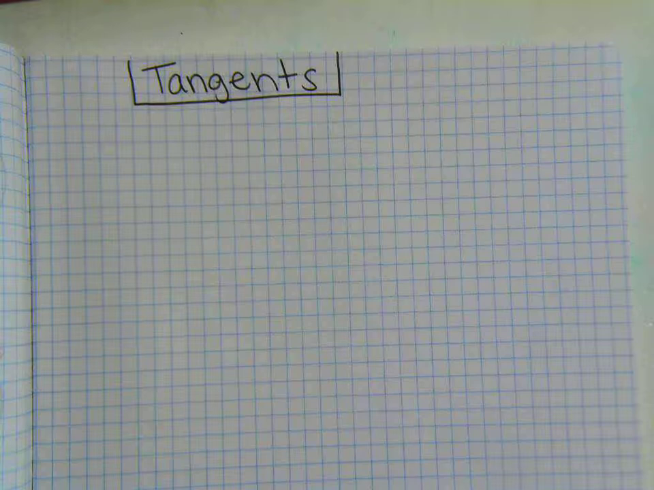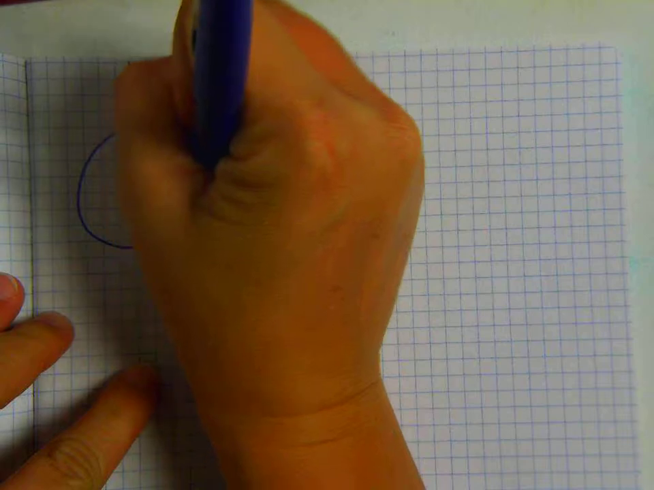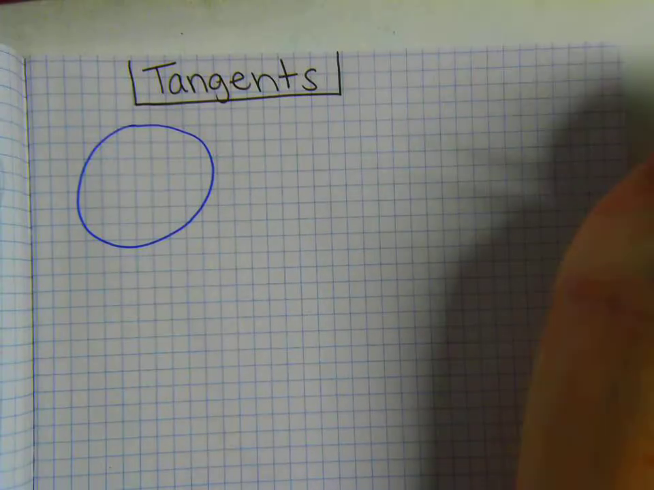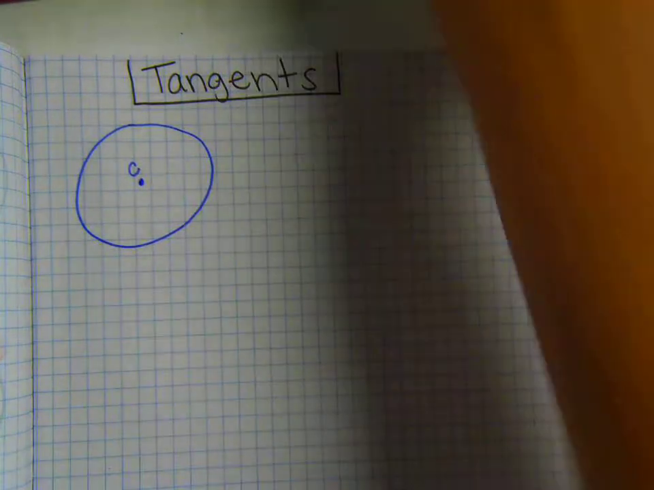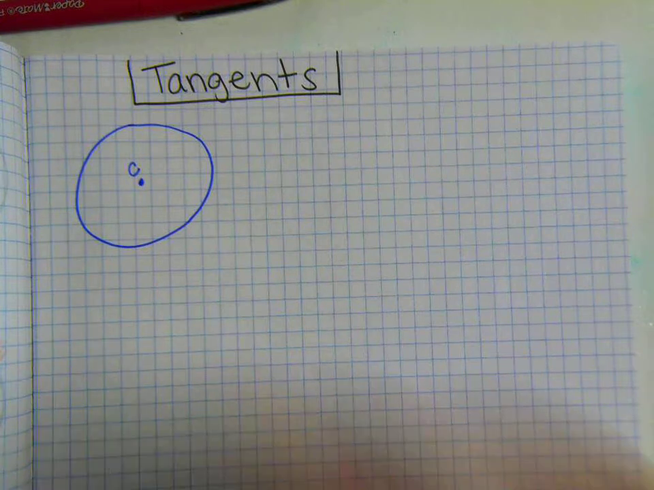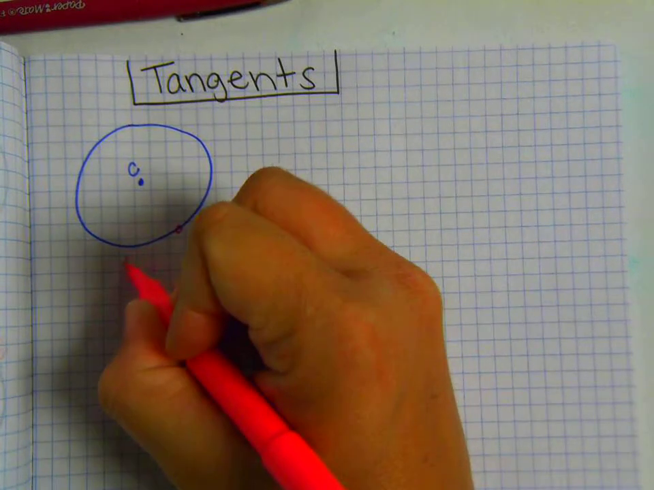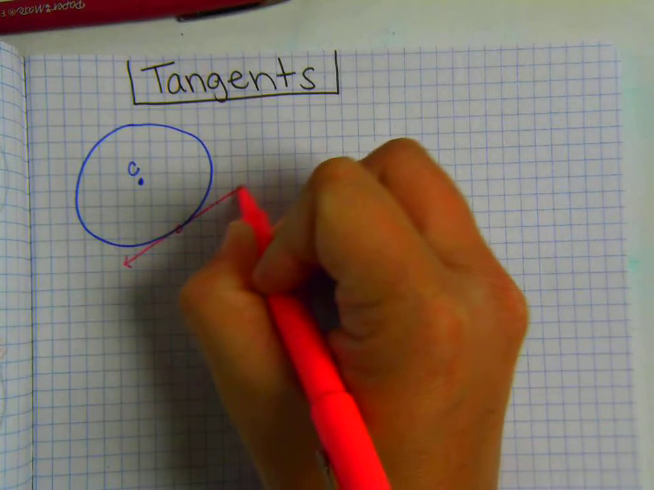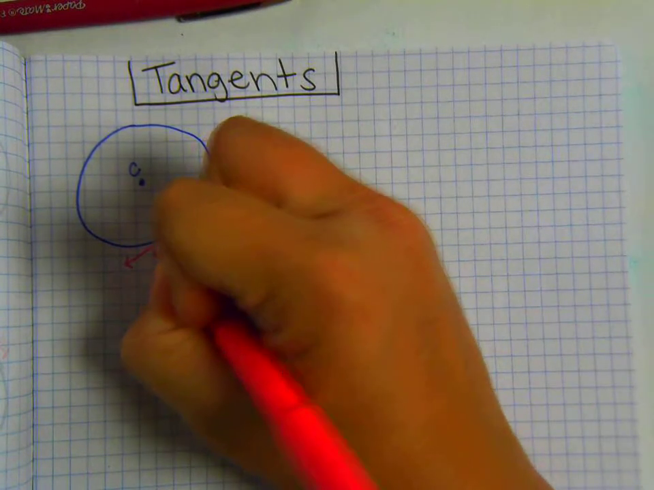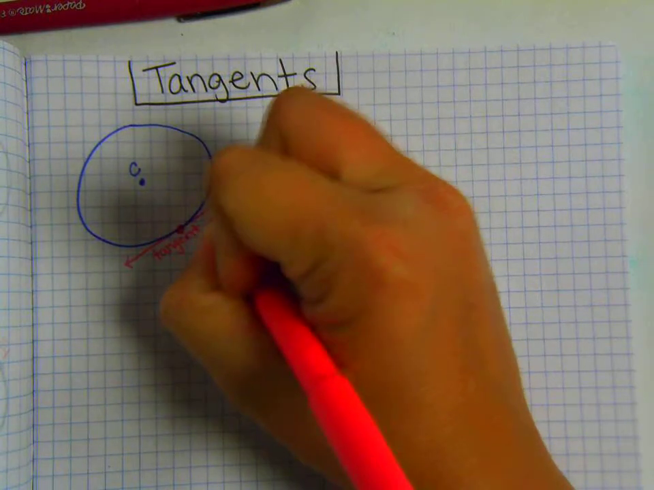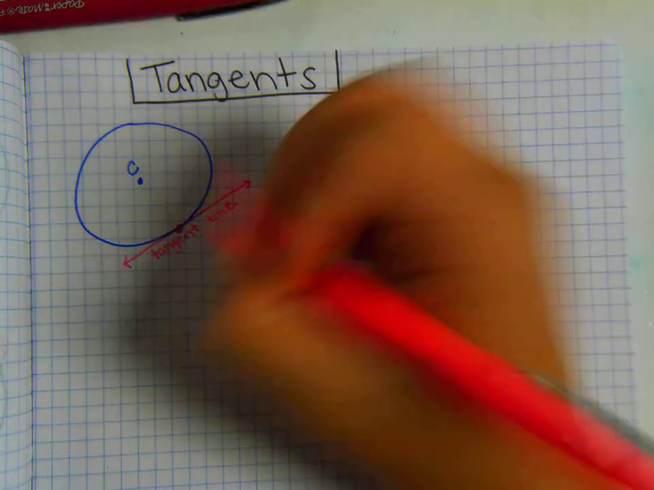So let's draw a circle. So that's our circle with center at C. So what a tangent line is, it's a line on the outside of the circle that touches in one place. So let's say it touches here. This is our tangent line. Okay. And it touches in that one place. That one place is called the point of tangency.